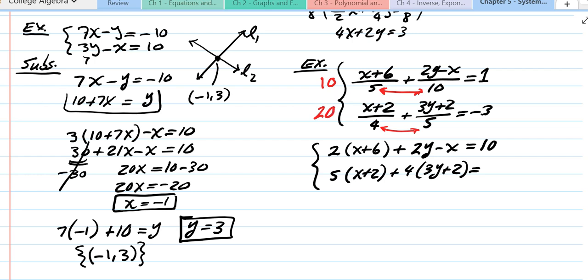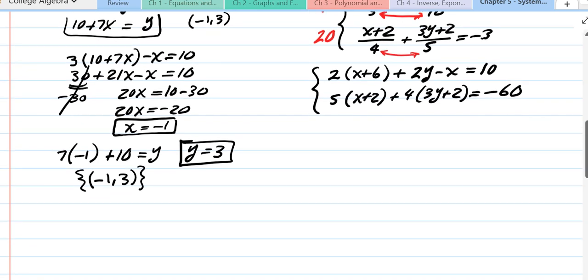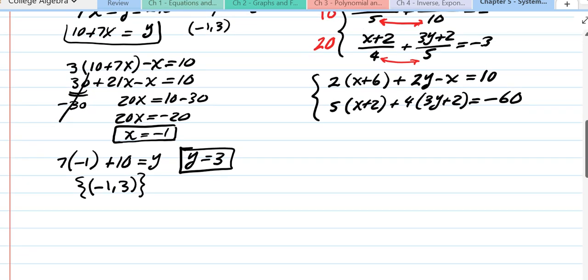That one is done. And 20 reaches all the way to the other side. 20 times 3 is 60. Negative. Good. Notice the fractions disappear in one step. So don't let the fractions bother you. We can deal with them.